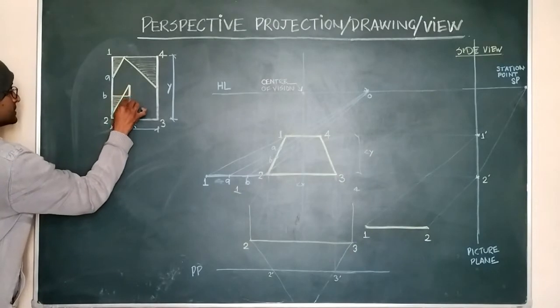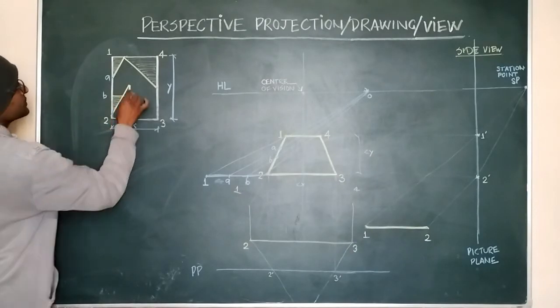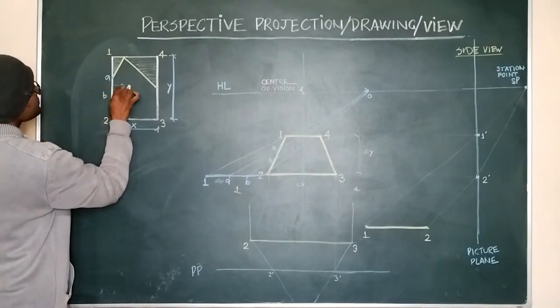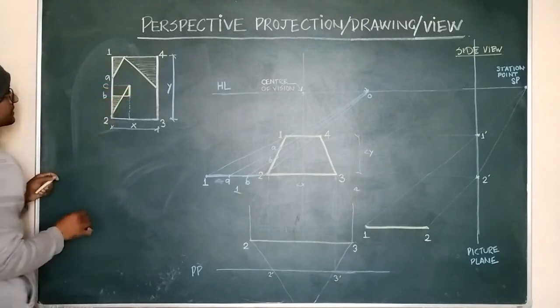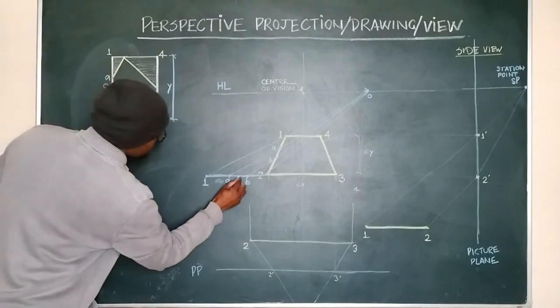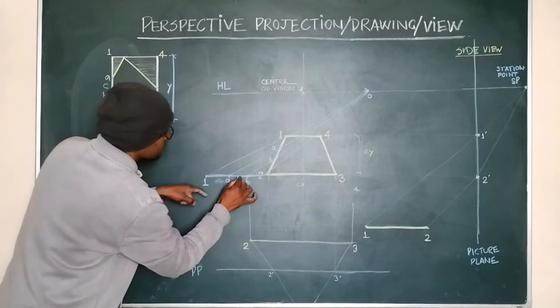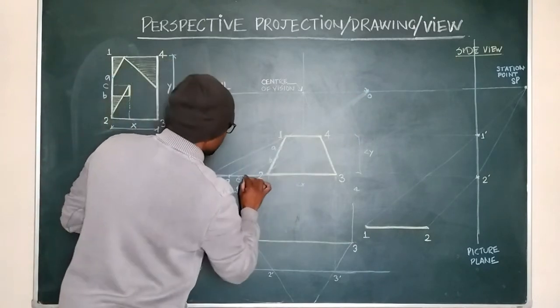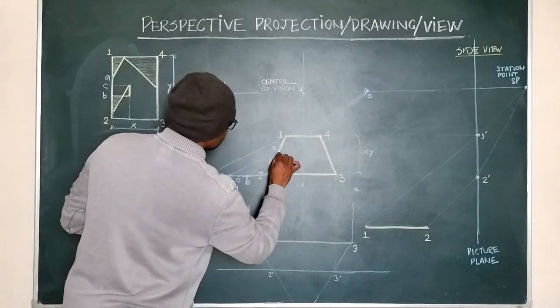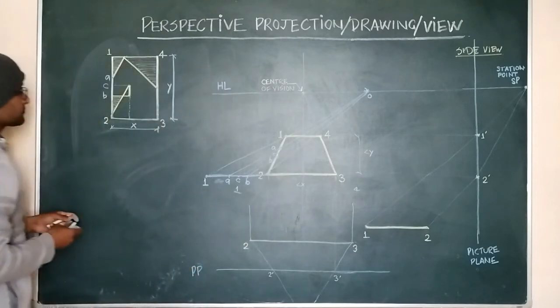Now let's see this point. We can get also this point number C in a similar manner. We can get the point C, we can draw the line from point C to O, and we can get it somewhere here, point number C.